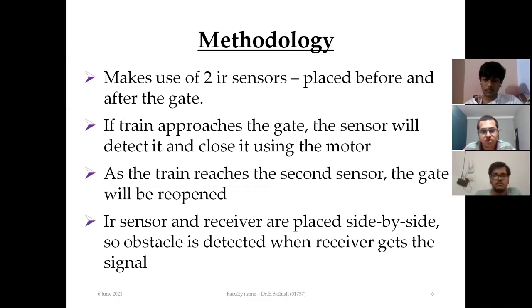So methodology, we use two IR sensors placed before and after the gate. If train approaches the gate, the sensor will detect it and close it using the motor. As the train reaches the second sensor, the gate will be reopened. IR sensors and receivers are placed side by side, so obstacle is detected when receiver gets the signal.